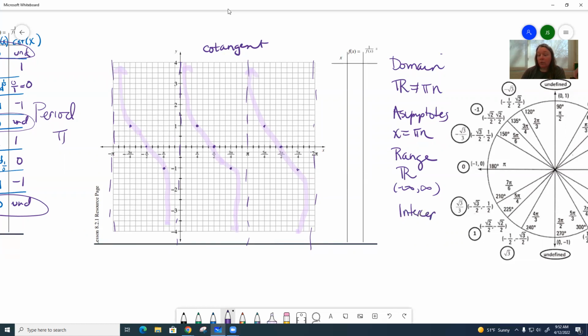Intercepts. I do have x and y intercepts here. I have no y intercept, but my x intercepts are happening at pi over 2, 3 pi over 2, 5 pi over 2. It'll keep happening. So it's happening at pi over 2 plus pi n, comma 0. Those would be my x intercepts, and my period, how long it takes to complete one cycle, would be pi. So notice that's staying the same with all of them. The period of the parent function is going to be the period of the reciprocal function.